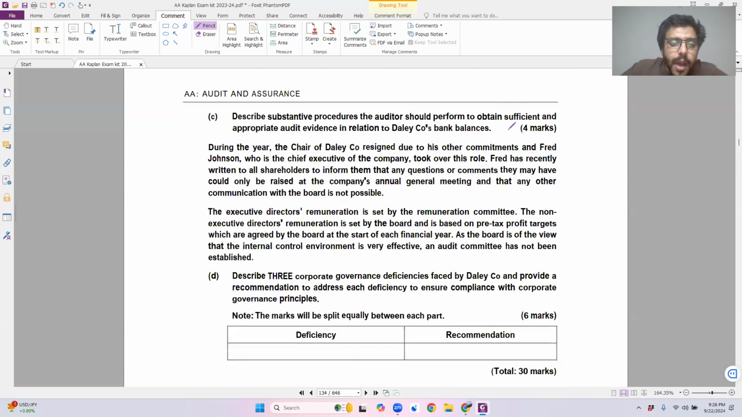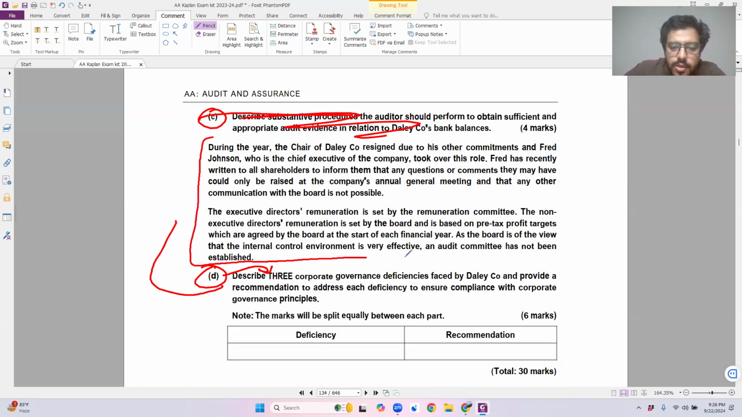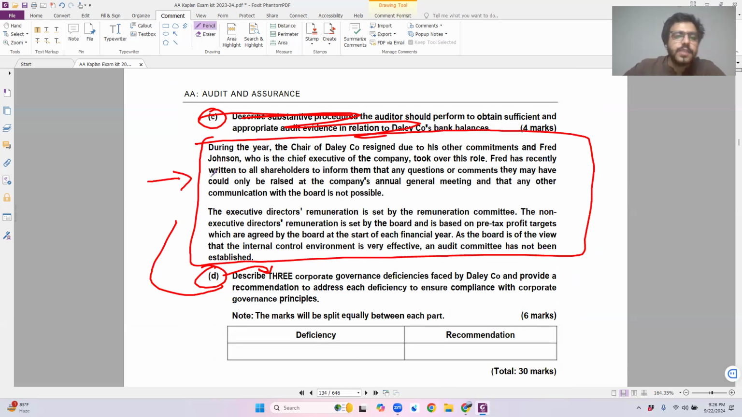The important part for us is part C. Oh, sorry, not part C, part D. This is the part that we have to resolve. And the story related to this part is only this story that you can see on the screen. The question is about the same Daley Corporation, but only this story is related to part D that we need to solve.